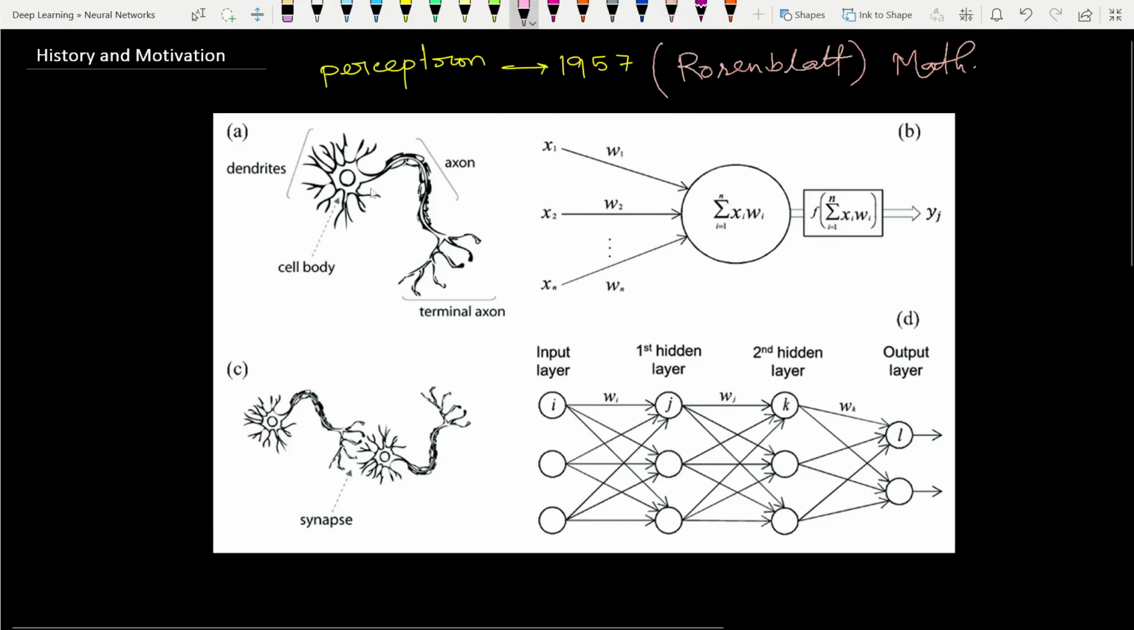If you go through some neuroscience or biology book, you will see the structure of a simple neuron. The structure looks like this. Here are the dendrites, this is the cell body, this is the axon, and these are the terminal axons. Technically, through this portion it takes some input, some operations are carried out in the cell body, and after that it gives the output through the terminal axons.